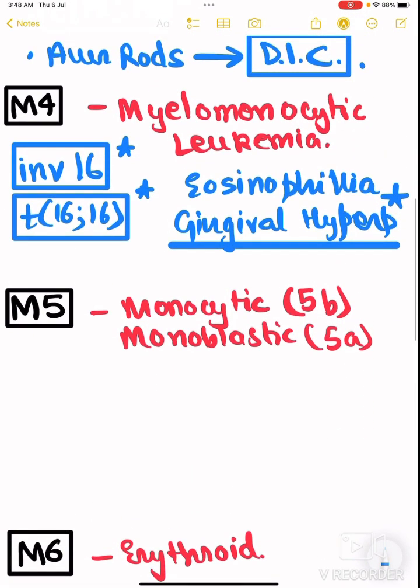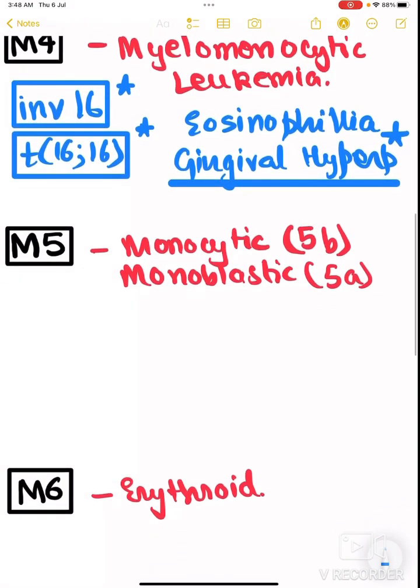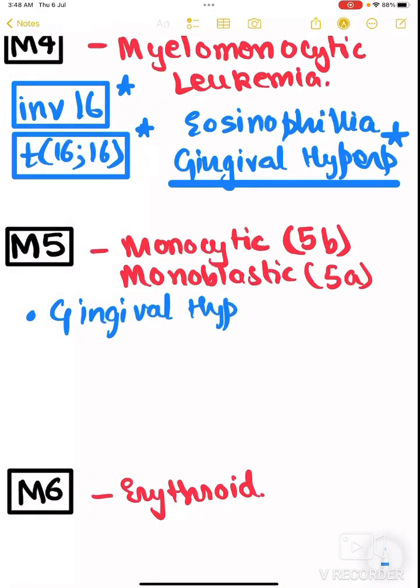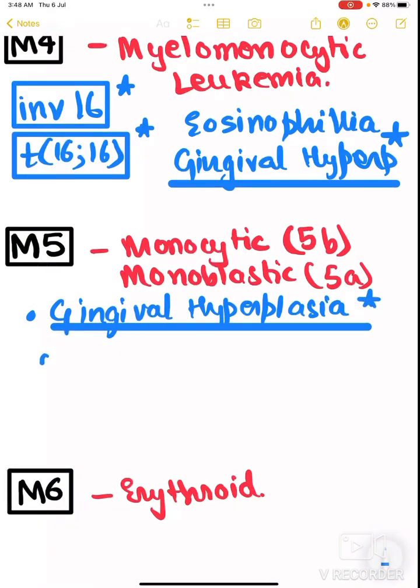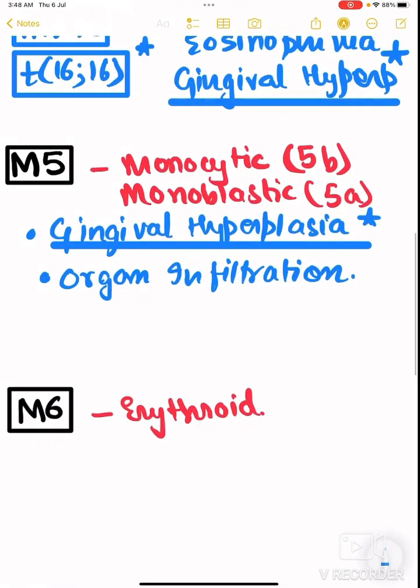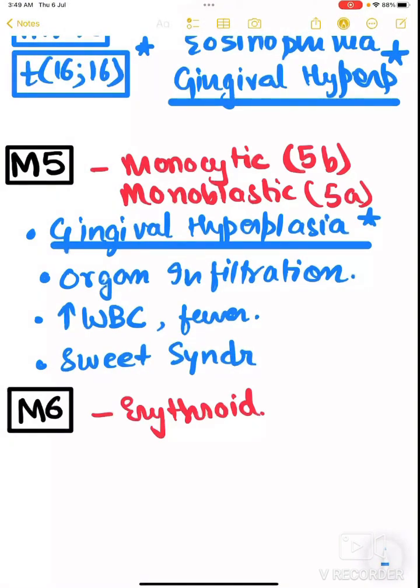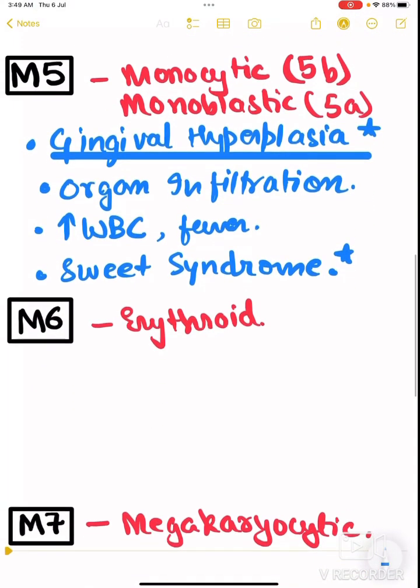Now don't think that M4 is the only place where gingival hyperplasia is present. Gingival hyperplasia is also present in M5. Very important. Next, what are the other features of M5? Organ infiltration. If the question stem says organ infiltration is present, then always think of M5, meaning monocytic or monoblastic. Then high WBC and fever are present. Another thing is sweet syndrome, which is also associated with M5. If you want to know about sweet syndrome, just Google it.